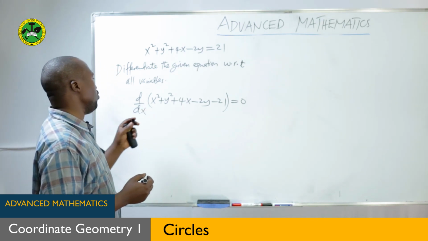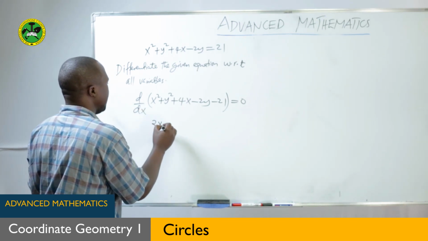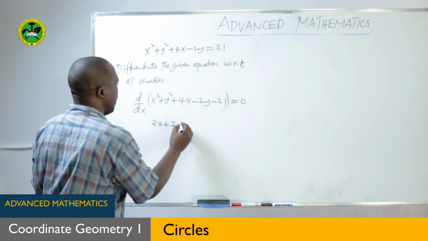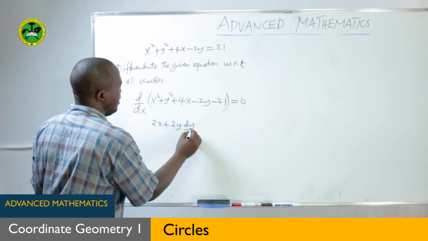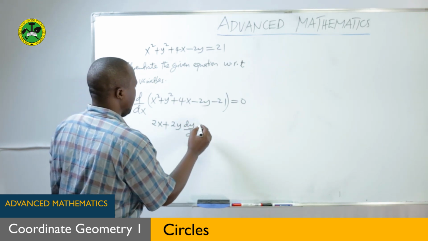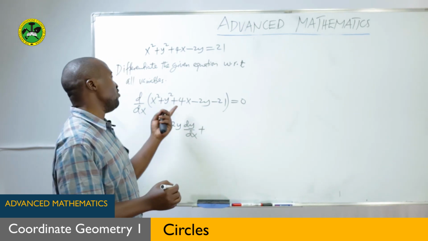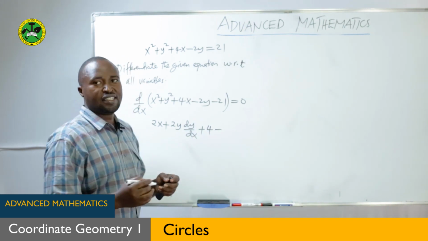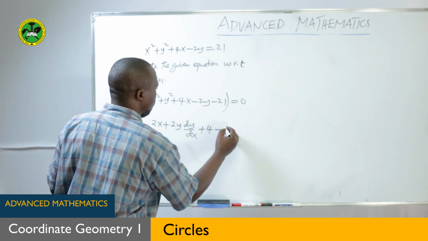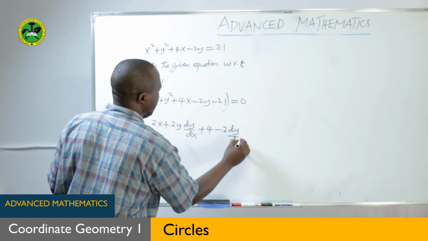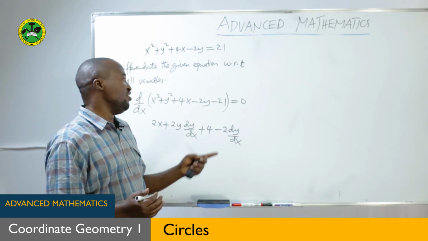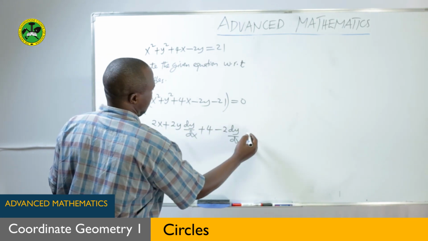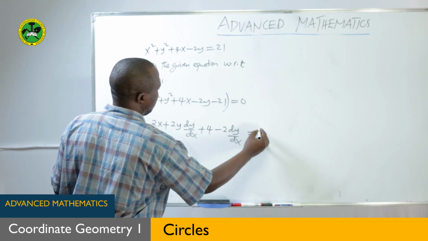So starting with the x squared, this will be 2x plus. So here we have y squared, that is 2y dy/dx. Then plus, here we have 4x, so that will be 4. Then minus, we have 2y, that is 2 dy/dx. So on differentiating negative 21, that is a constant, this one is equal to 0.